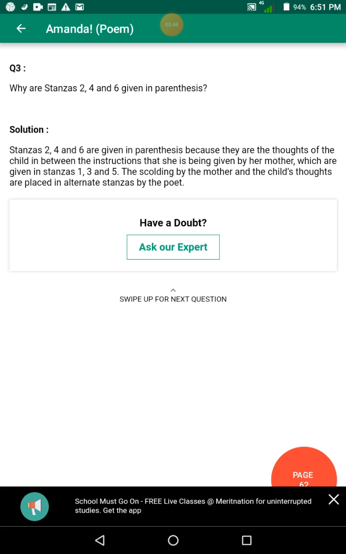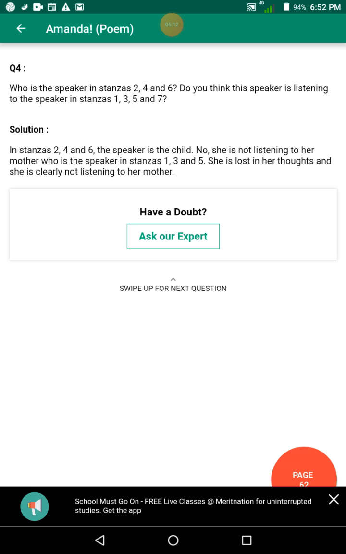Okay. So stanza 2, stanza 4 and stanza 6 are given in parentheses because they are thoughts of the child in between the instructions that are given by her mother, which are given in stanzas 1, 3 and 5. The scoldings by the mother and the child's thoughts are placed in alternate stanzas by the poet. Okay, shall we carry on with the next?